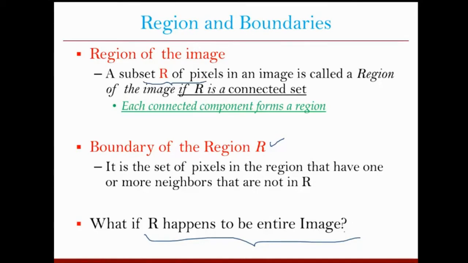Because if R is your entire image, and you process at the boundary, then you will find that for all the boundary pixels, in fact, some of their neighbors are not even present; they are not defined. Okay. So when R becomes the entire image, to find out the boundary, you can use the criterion that any pixel for which some neighbors are not defined can also be considered a boundary pixel.